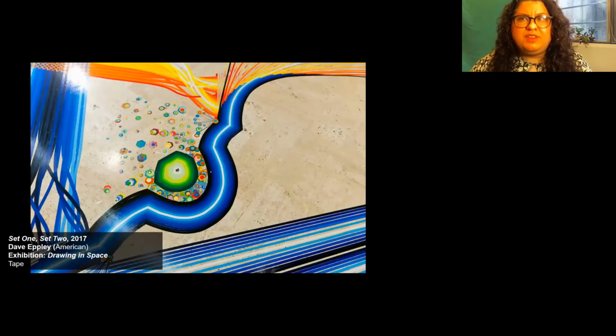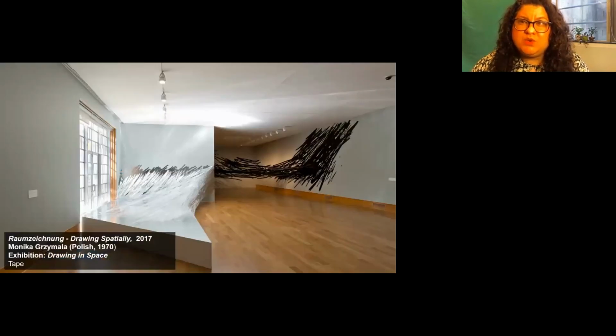All three of the last artists that we reviewed created works for Drawing in Space in a very public way. They created them during open hours. They had signs next to them explaining what was going on, and the artist would even stop to chat with visitors or answer questions. The fourth artist to create work for Drawing in Space was Polish artist Monika Grizmala, and she created her installation in a very different way.